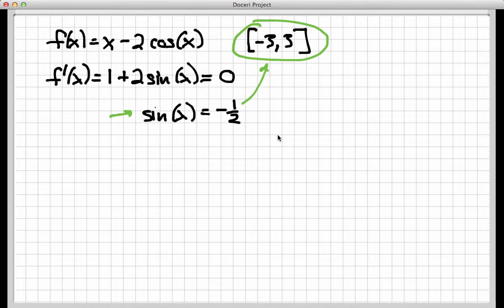Normally, when we solve this equation, we think on the interval from 0 to 2 pi, and when we do that, our unit circle knowledge tells us that x would be 7 pi over 6 and 11 pi over 6. The problem with that this time is that both of those values are larger than 3. Neither of them lie inside the interval that I want. So I have to start looking at other solutions.